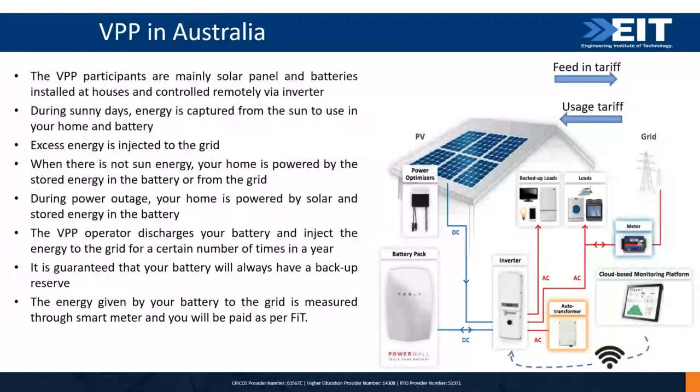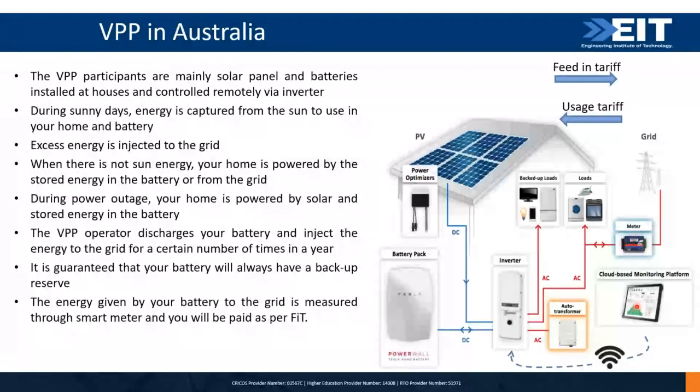So during the sunny days, the solar energy is used to turn on the home appliances through this inverter. The solar energy, which is DC, will be changed to AC through this inverter, and then it feeds the load. And a part of the solar power is then stored in this battery, again through this inverter. So the inverter communicates with the house battery. And this inverter is also controlled by the virtual power plant operator.